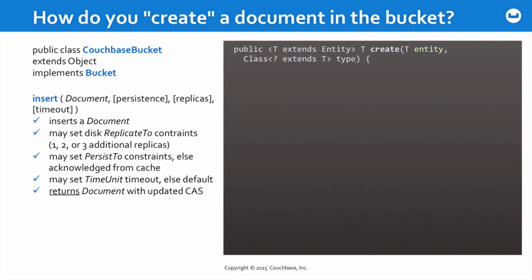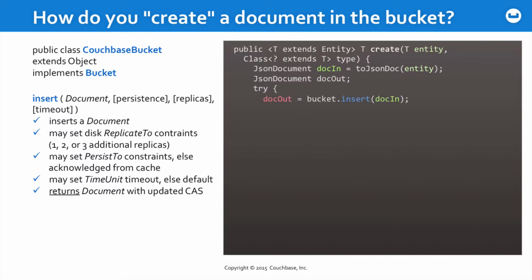So in your code, it could look like this. You have a create method and you pass some local entity type to it, some POJO that you're using to manage the data within your application. You could pass that to a conversion method, such as the one we just looked at on the prior slide, and that's going to give you the document that you're going to pass to Couchbase.